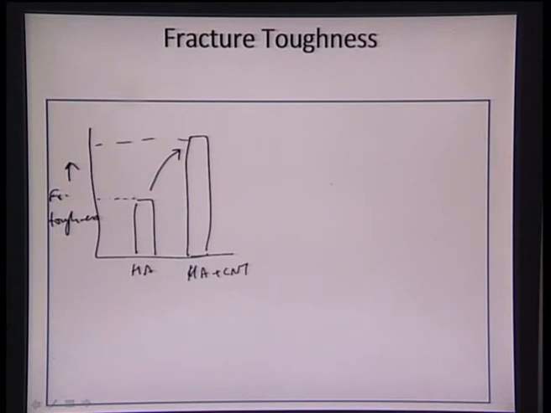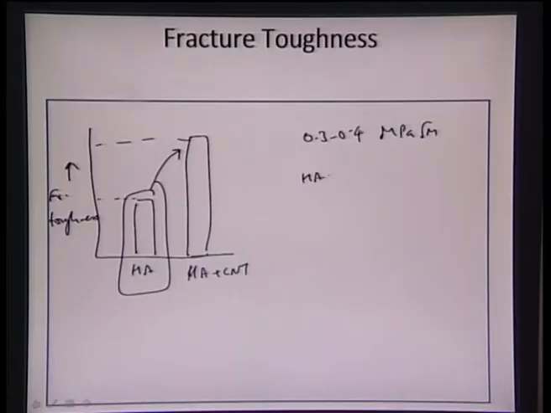And since these coatings are very porous, the fracture toughness of this hydroxyapatite coating can be on the order of around 0.3 to 0.4 megapascal root meter, because we also need these coatings to be very porous to assist with the biological compatibility, so that cells can grow onto it. And with HA plus CNT, it can grow as high as around 0.6 to 0.8 megapascal root meter.